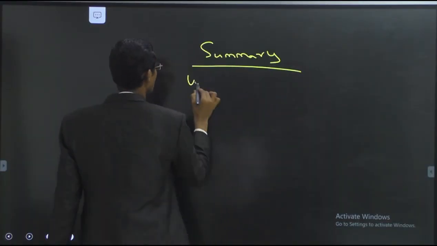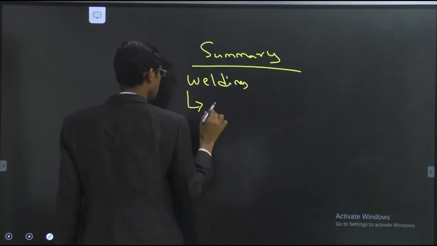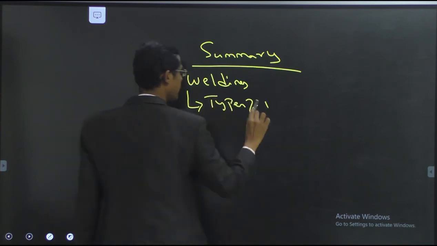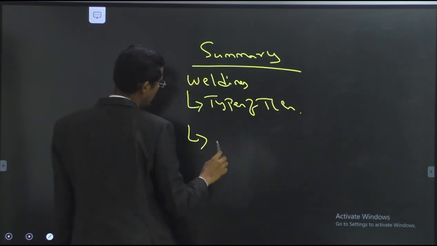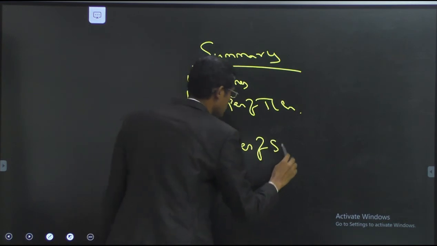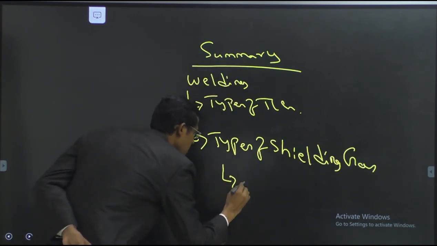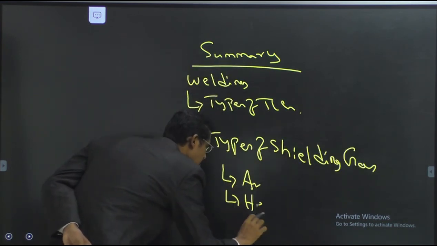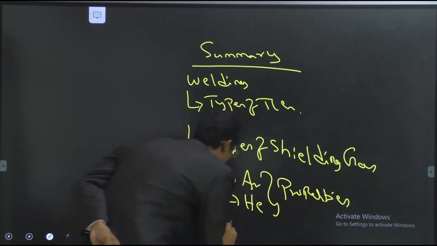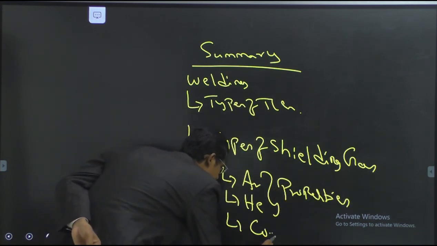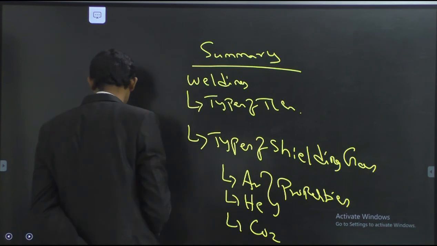To summarize, in welding we have seen today about the types of TIG. Then we have also seen about the types of shielding gases: argon, helium and their properties, and also the active gas CO2 and its properties.